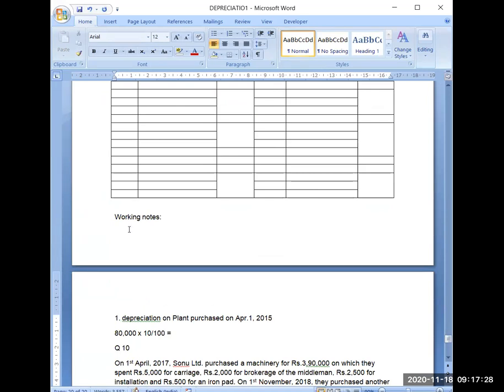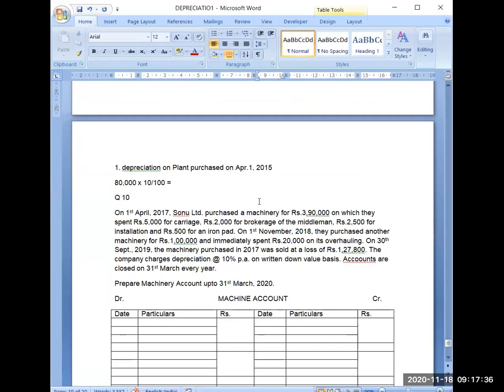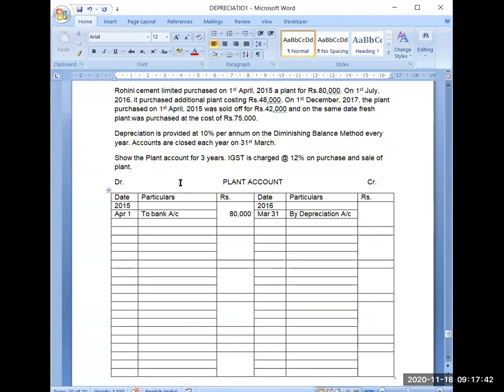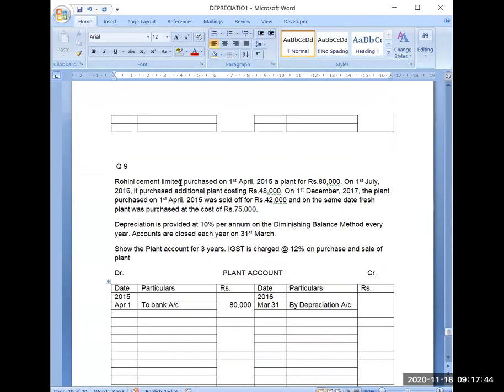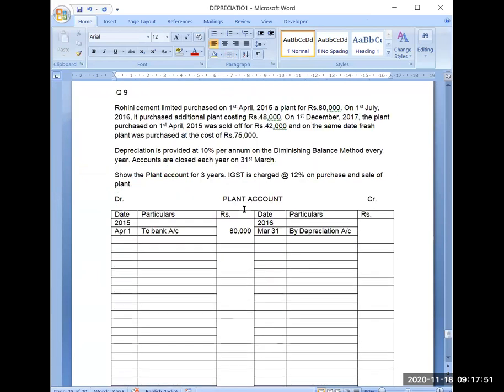Because you have used it for 1 year, you are charging depreciation for 1 year. You have used this plant for 1 year, April 1 to 31st March. That's why we will charge depreciation for one complete year and it will be rupees 8,000. So here I will be charging depreciation rupees 8,000.